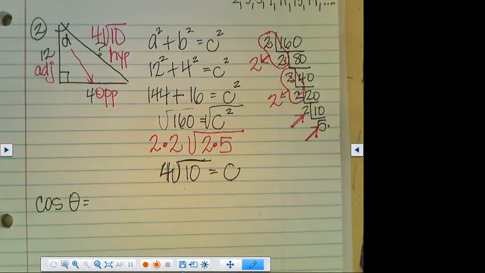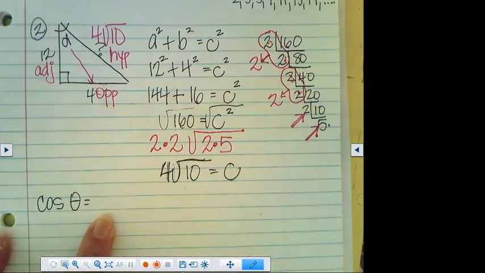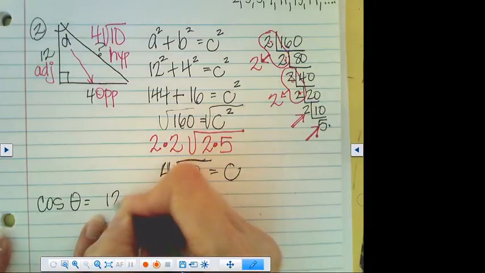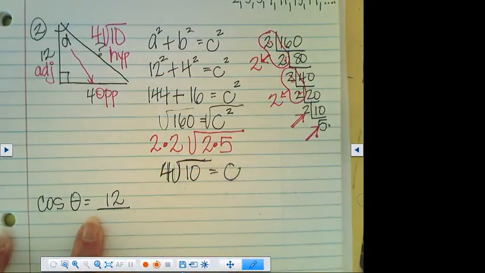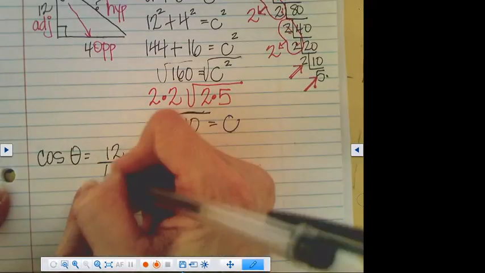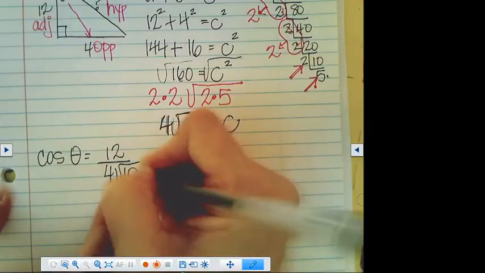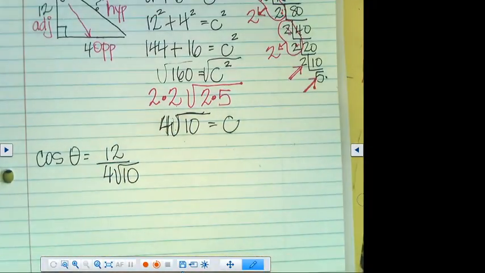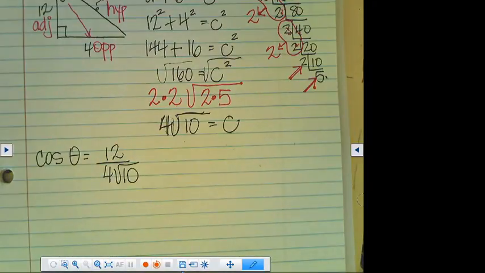Here we go. Cosine of theta. Adjacent, 12. Hypotenuse, 4 square roots of 10. All right. We need to rationalize that denominator. Y'all go ahead and rationalize the denominator.